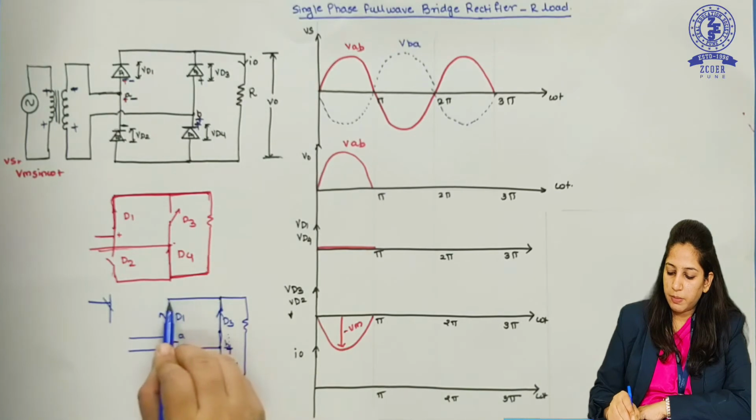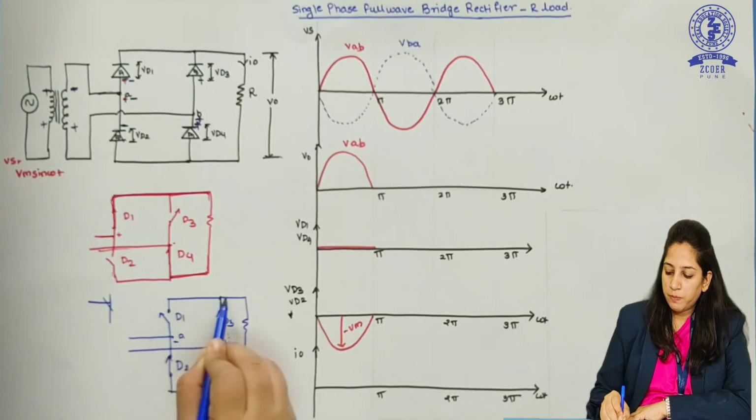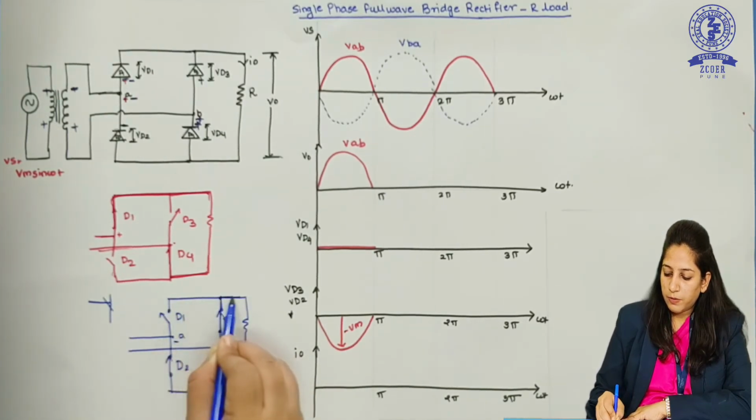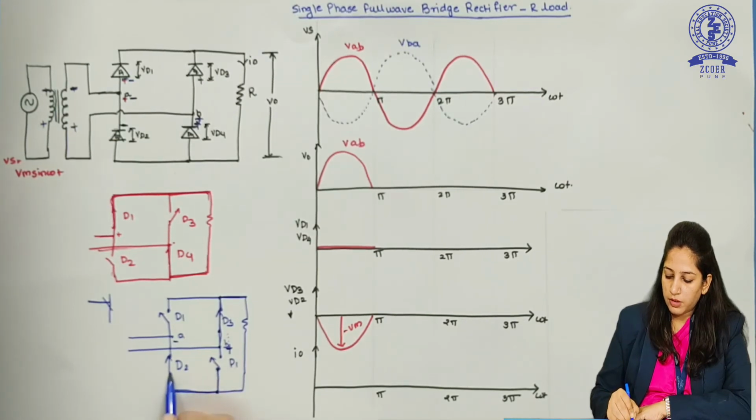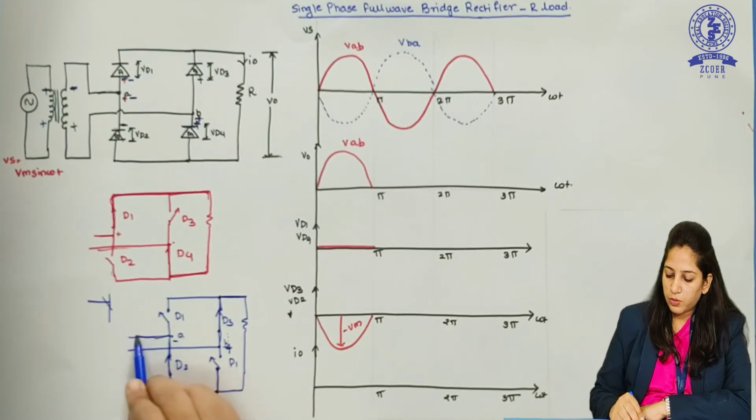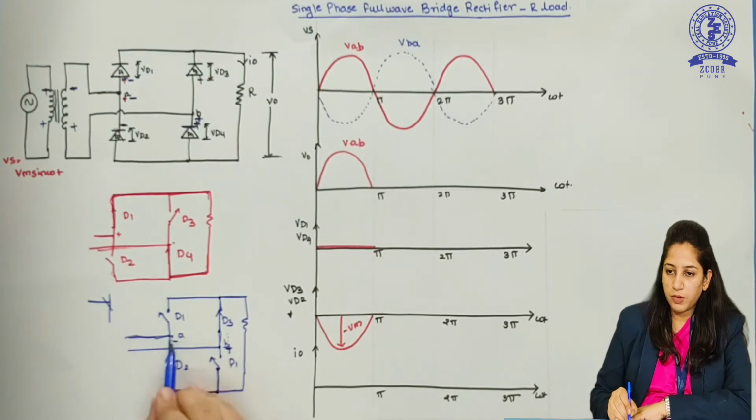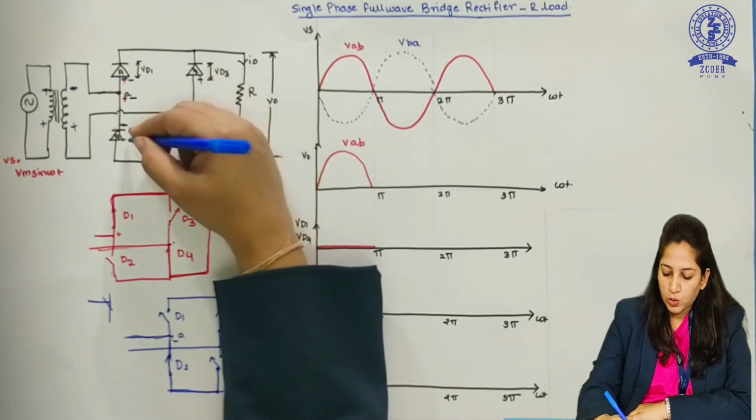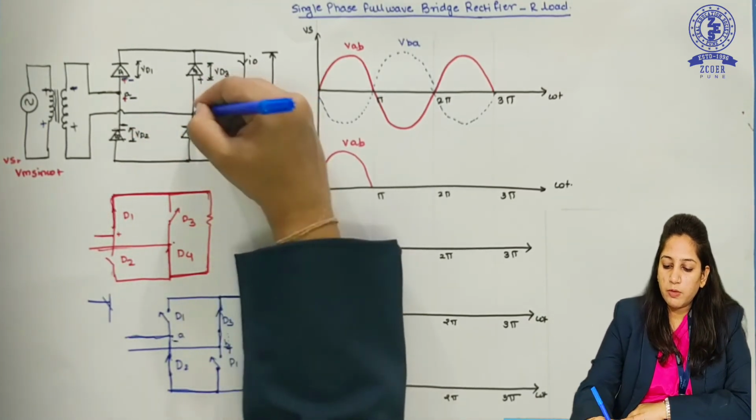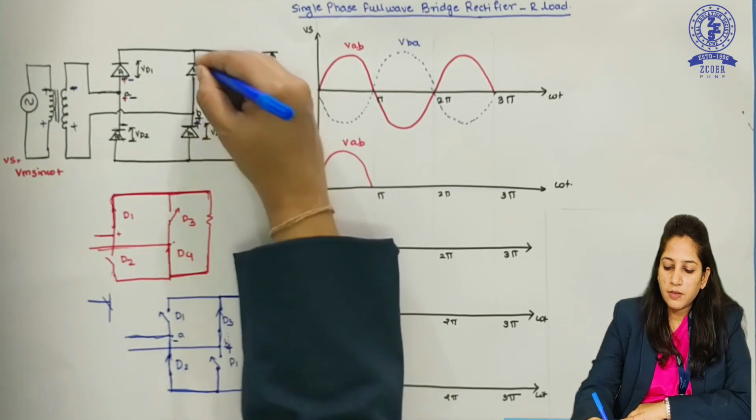It will go from here, and again it will get divided, but D1 is open, so current will flow from the resistor to this point. Again from this point it could divide, but D1 is open, so all of the current will flow through D2 to A. So current is flowing from B to A. If I show it, D3 and D2 are closed switches, so current will flow in this direction like this.